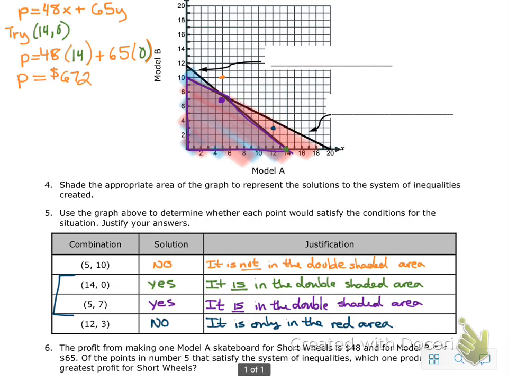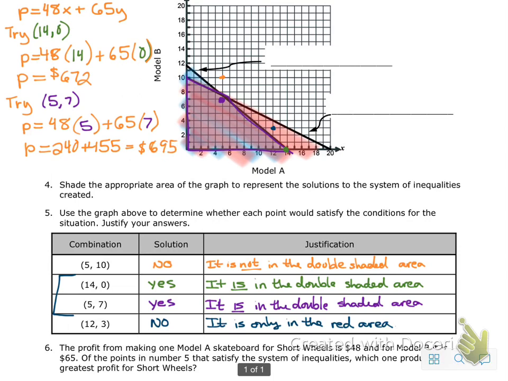And now we need to try the other point. So we are now going to try our 5, 7. So P equals 48 times the 5 plus 65 times the 7. So P here, if you put that into your calculator, you get 240 plus 455 gives us a profit of $695. So which point makes more money? This point makes more money. So that would be your answer.